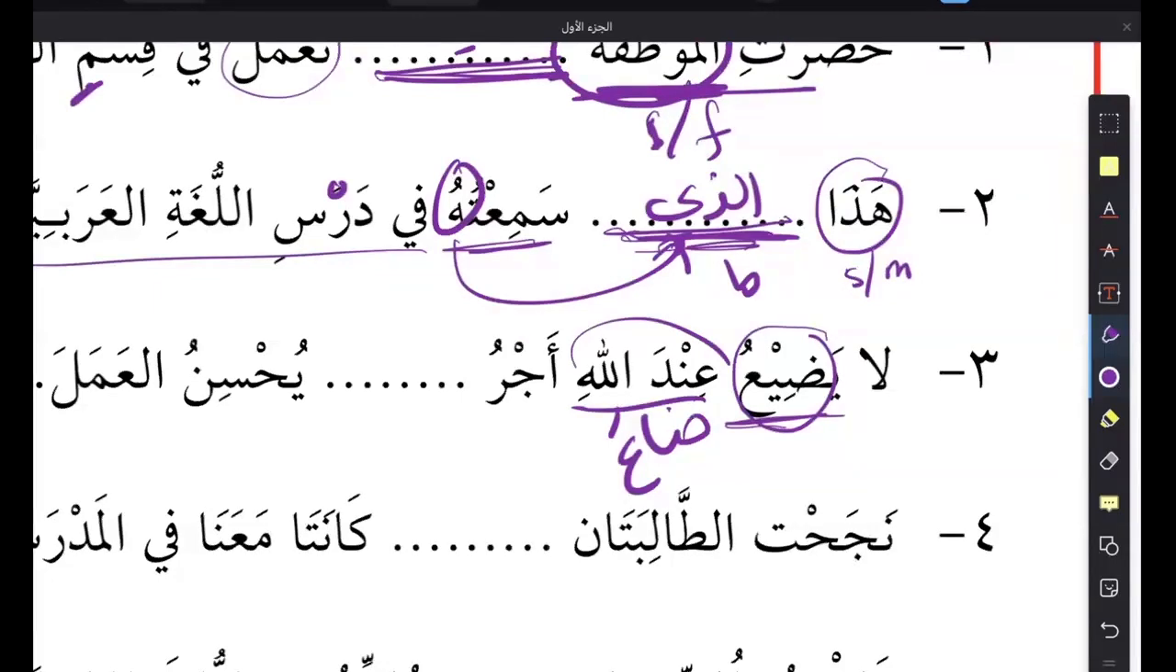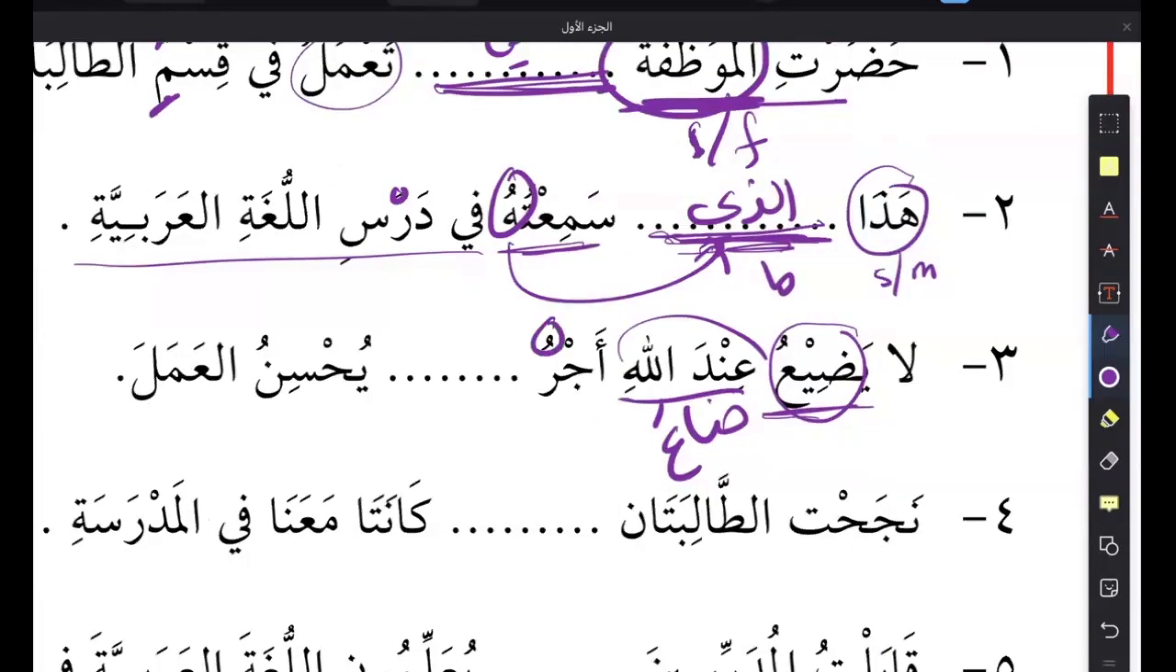This is muta'alliq. Looks like we have a dhamma here. So ajru. Yes, ajr, ahsant. So ajr is the one being lost. So it's saying la yadi'u. The reward does not get lost at Allah, with Allah.